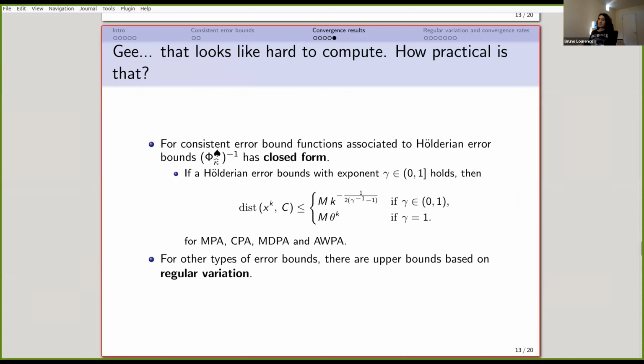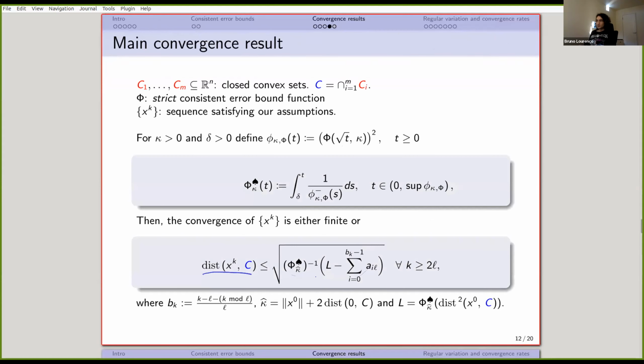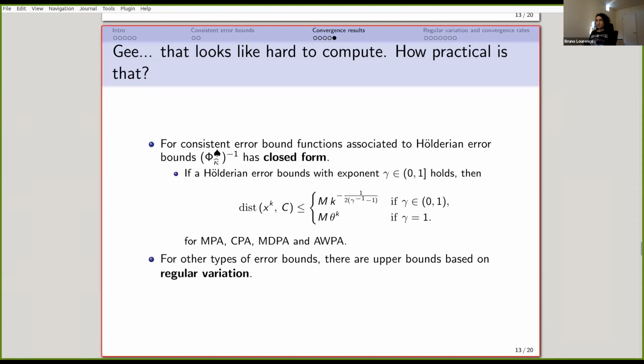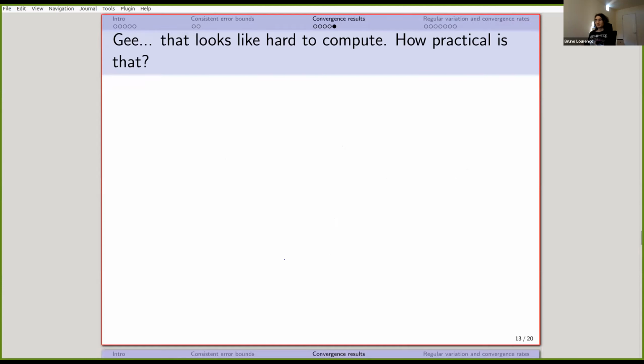So the first good news is that if your error bound is a Holderian one, then this thing actually has a closed form, and using this closed form, you can recover and also prove a few new results about some methods. So you can recover some of the results that were described by Baldwin, Lee, and Tom, and also prove a few new ones.